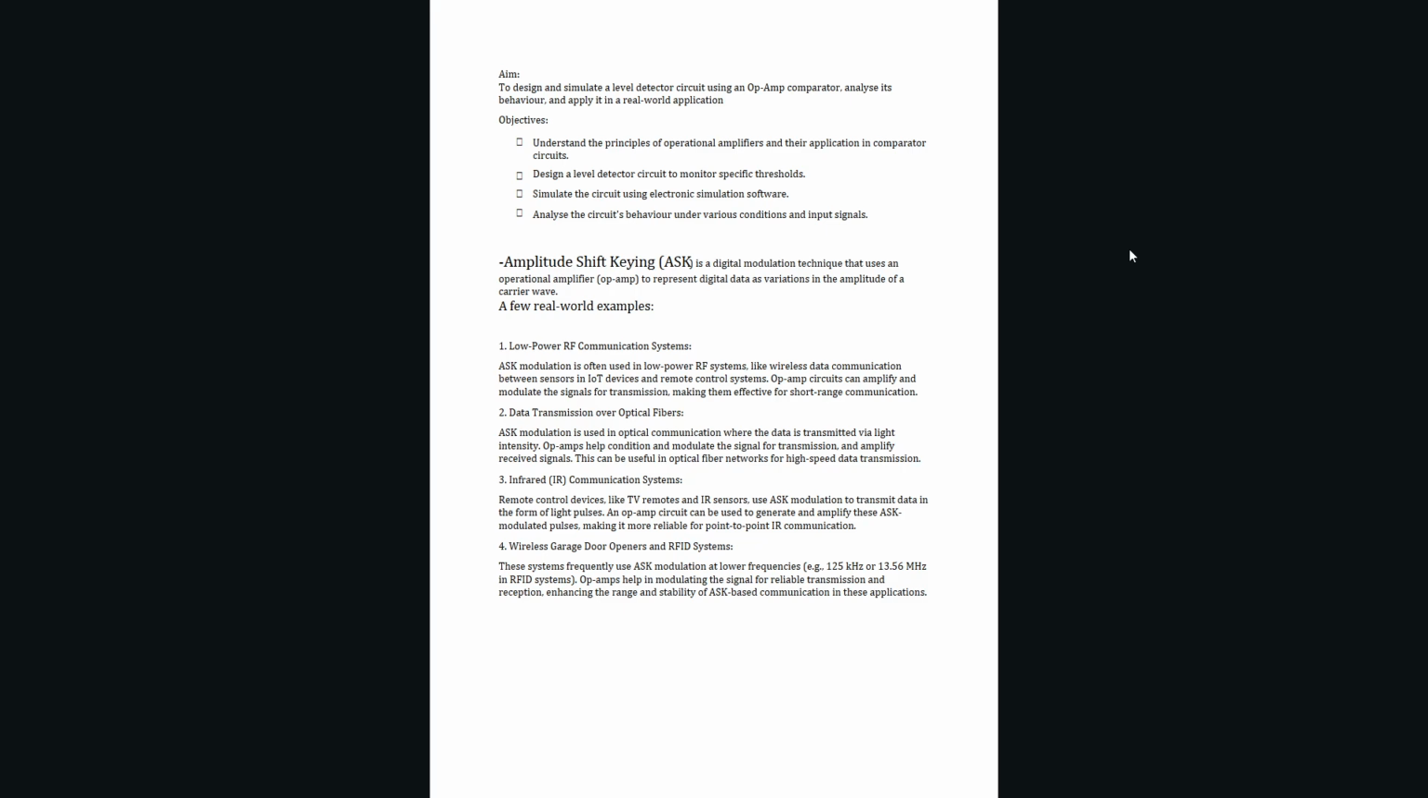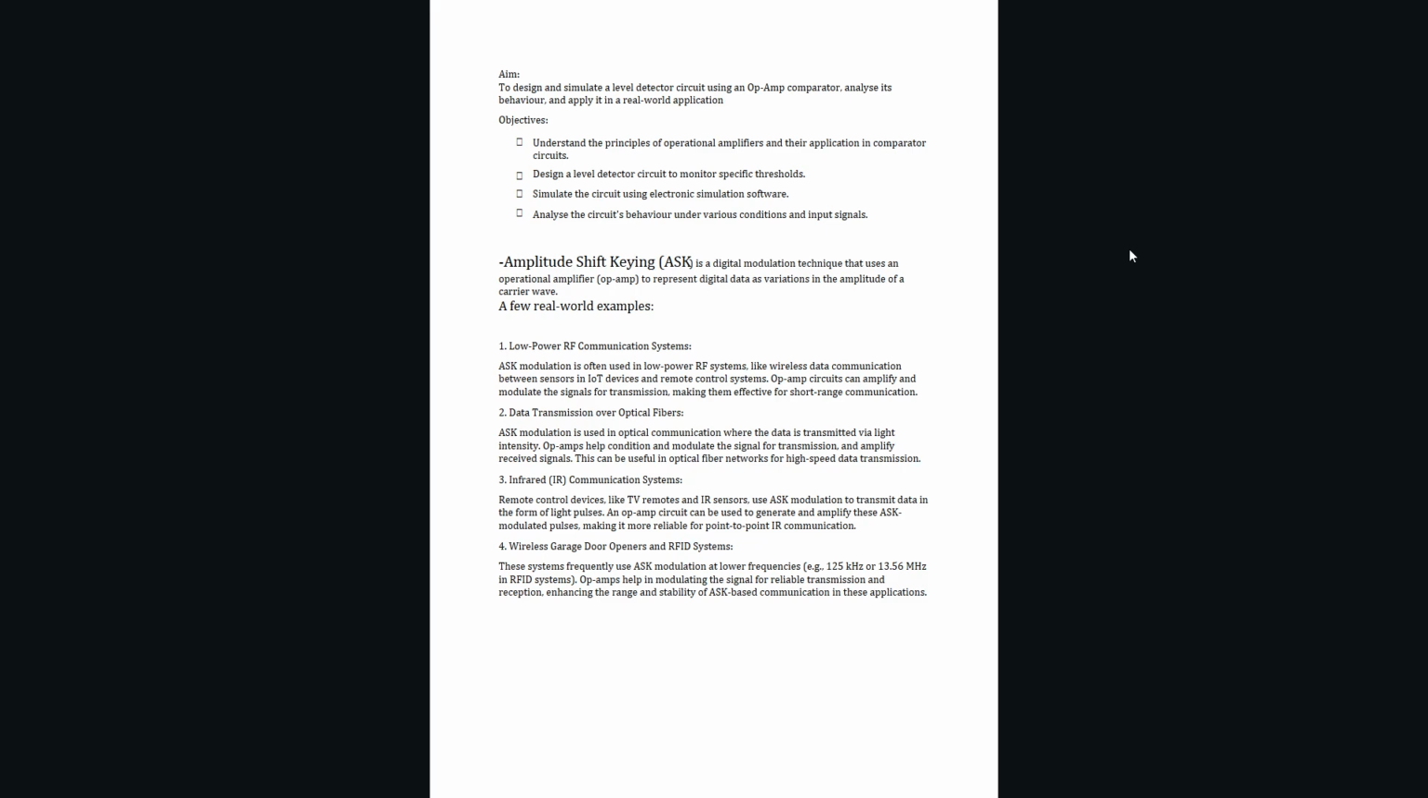So talking about amplitude shift keying, that is ASK, it is a digital modulation technique that uses an op-amp to represent digital data as variations in the amplitude of carrier waves. So a few real-time applications of ASK are low power RF communications. ASK modulation is often used in low power RF systems like wireless data communications between sensors in IoT devices and remote control systems. Op-amp circuits can amplify and modulate the signal for transmission, making them effective for short-range communications.